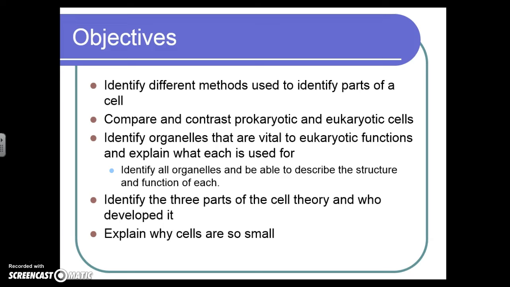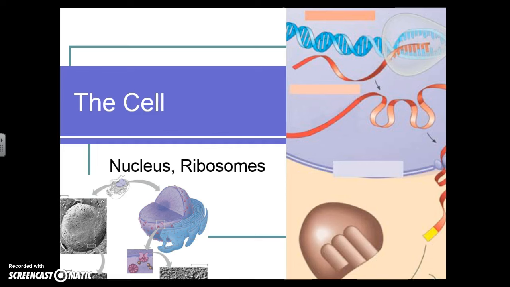Okay. Identify the three parts of the cell theory. Schleiden, Schwann, and Virchow developed it, talking about how cells are the smallest living thing. If you're alive, you must be made up of those cells, and they're coming from other cells. And then explain why, in terms of efficiency, cells are so small.